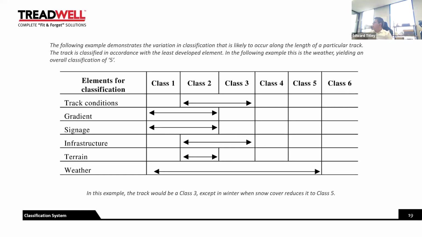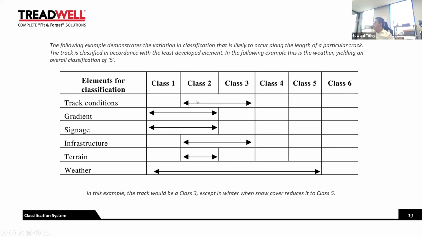Now, what we can see here is effectively, if you like, a matrix with a way of clarifying what class this track would be, and this indicates this track would be considered as Class 3.